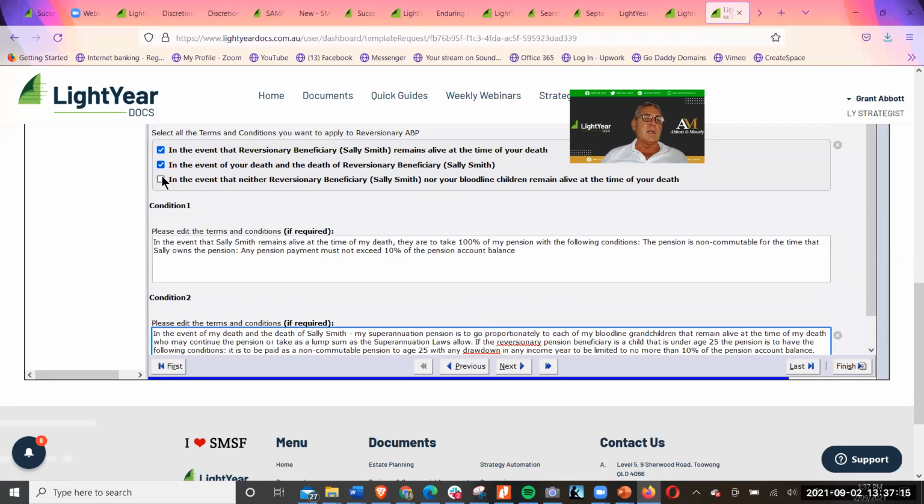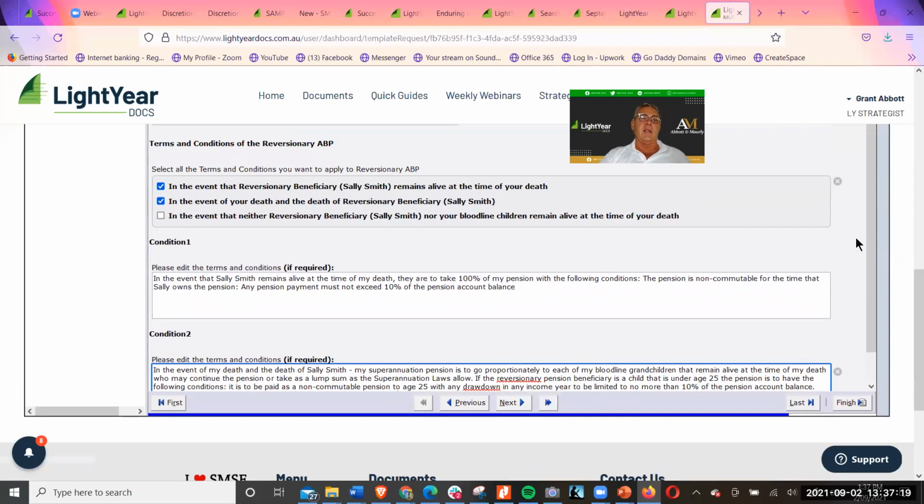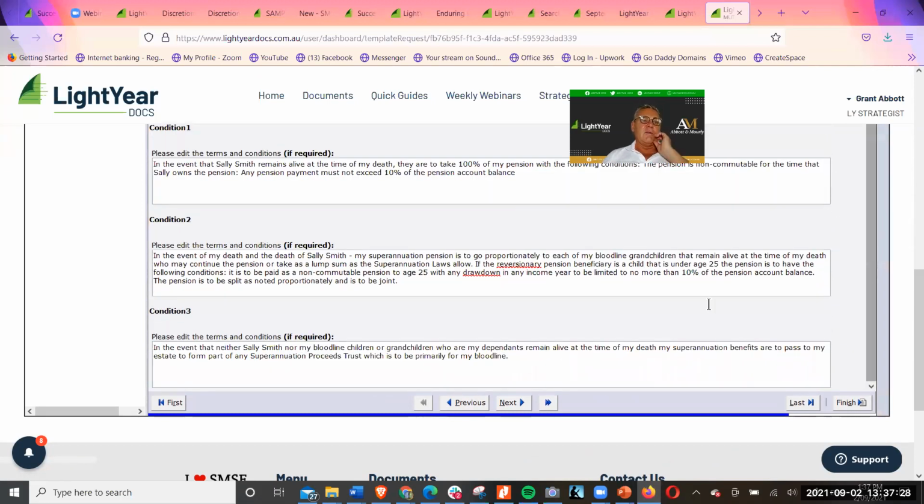Now the last one. In the event that there's no one, so there's no Sally, there's no children or anything, then I tick this box, and you should always tick that box anyway. So what have I done here? In the event that neither Sally Smith nor my bloodline children or grandchildren who are my dependents remain alive at the time of my death, my super benefits are to pass to my estate to form part of my super proceeds trust, which is to be primarily for my bloodline. So again, it will go over and start in a superannuation proceeds trust.